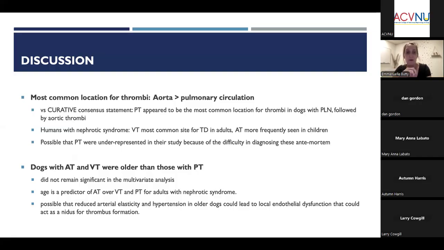And so one of the potential causes for these dogs being older could be a reduced arterial elasticity and hypertension that could lead to endothelial dysfunction and be a nidus for thrombus formation. But definitely here, it's just a potential theory for a mechanism behind that.